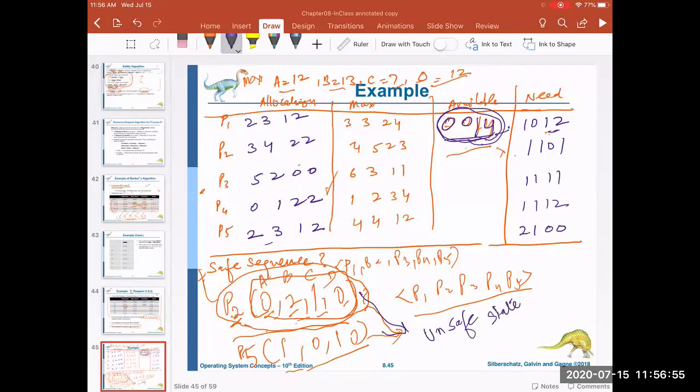This allocation would not be executed. The request for P5 for 1 0 1 1 would be denied. If we deny this, we go back to the previous state, just allocating this, and then we would have a system which is in the safe sequence.